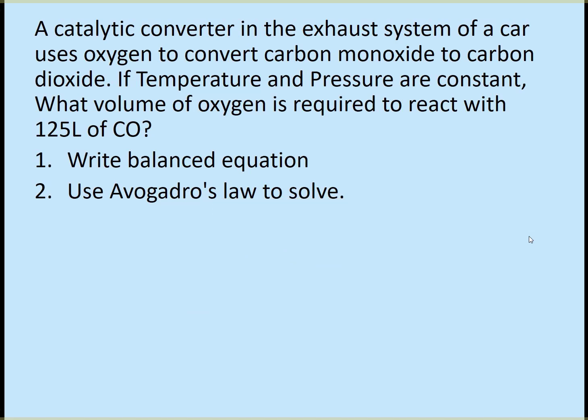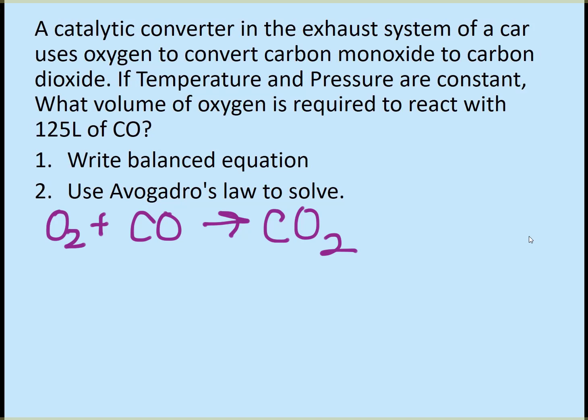A catalytic converter in an exhaust system of a car uses oxygen to convert carbon monoxide to carbon dioxide. If the temperature and pressure are constant, what volume of oxygen is required to react with 125 liters of carbon monoxide? So we're first going to write a balanced equation, and on the AP test this would be given to you, but we do have oxygen reacting with carbon monoxide and making carbon dioxide. And to balance this, I need to put a 2 in front here and a 2 in front there. That will balance out the oxygens.